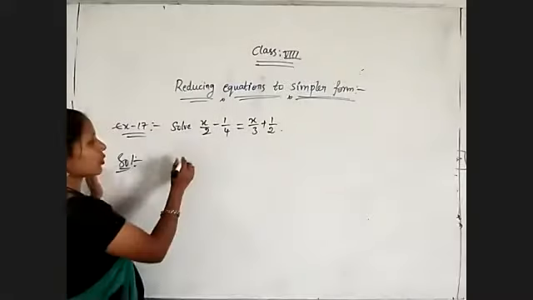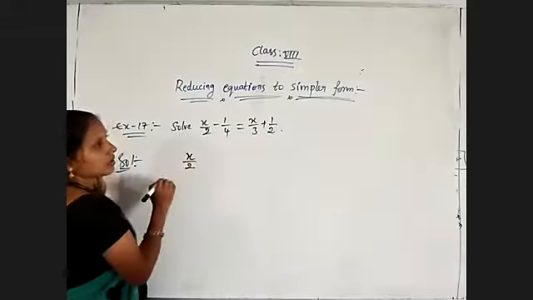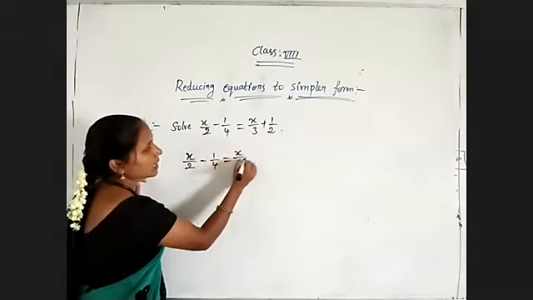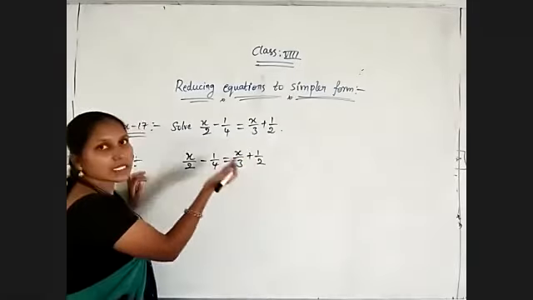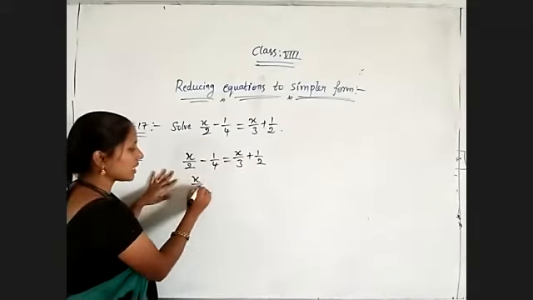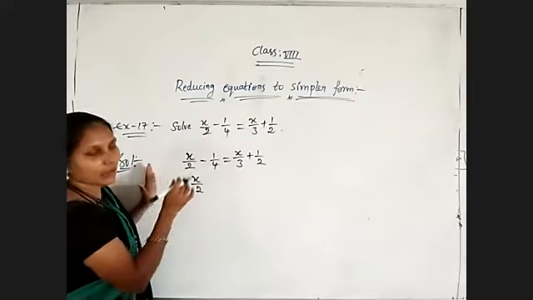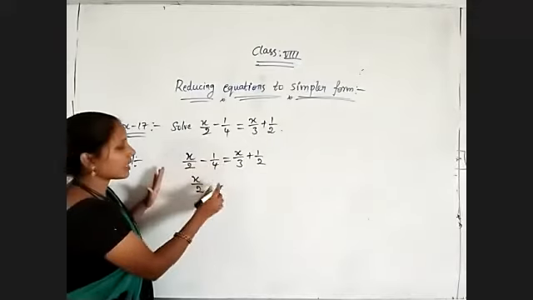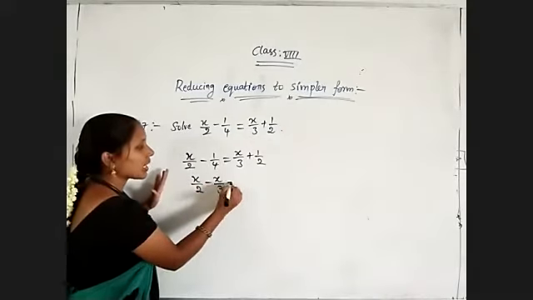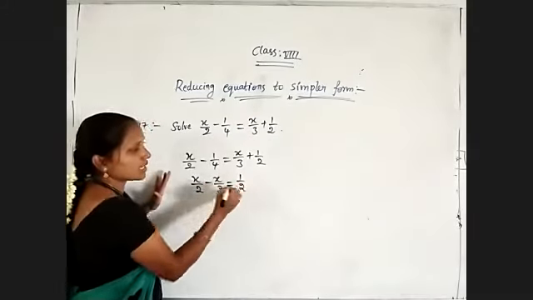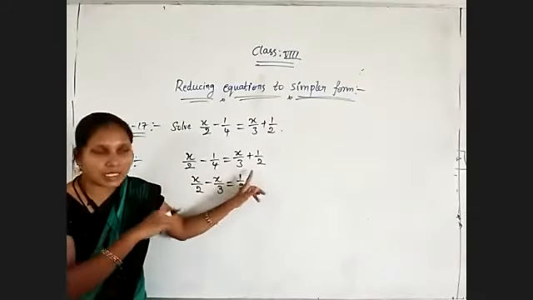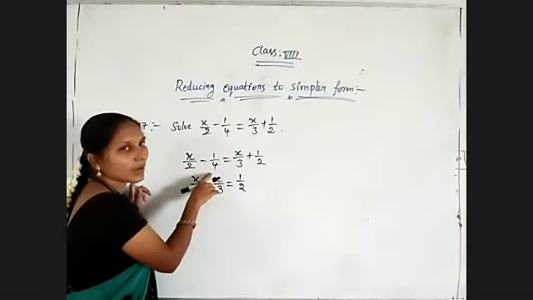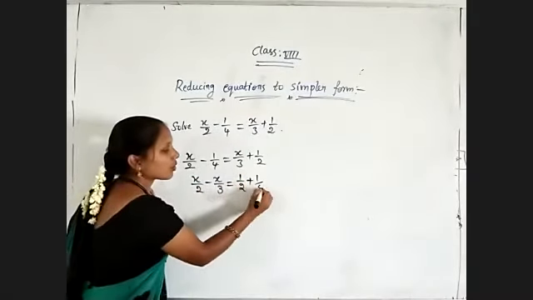So for that, what I am doing: x by 2 minus 1 by 4 is equal to x by 3 plus 1 by 2. Bring the x terms one side. x by 2 is one term on the left side. x by 3 is on this side, bring it to this side. So plus x by 3 will become minus x by 3, is equal to 1 by 2 we have on the right side. As I already told you, whatever is on the right side, first write that number only. After that, from this we are bringing this number. So minus 1 by 4 will become plus 1 by 4.